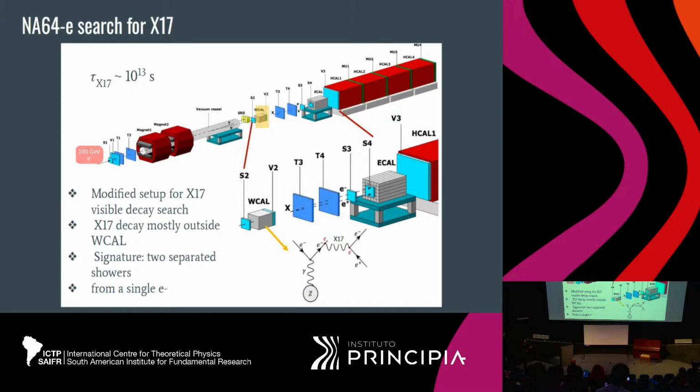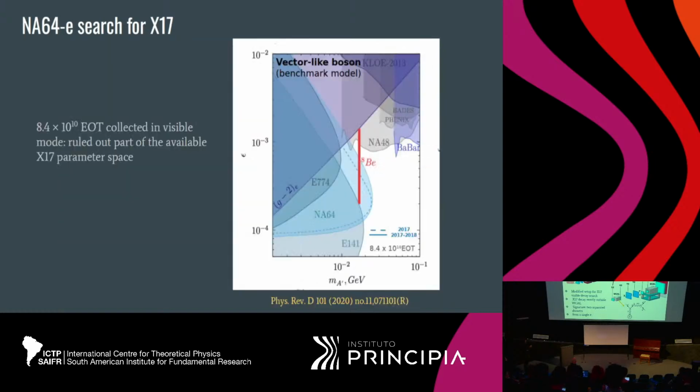So the idea was to see a track disappearing here, and then the decay into an electron and positron, and two distinct shower shapes inside the electromagnetic calorimeter. So this was the setup, and NA64 collected some data in 2018, which was enough to exclude some of the parameter space of the so-called beryllium anomaly or X17.